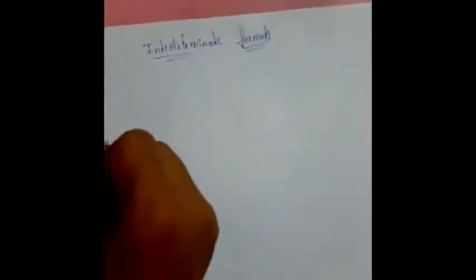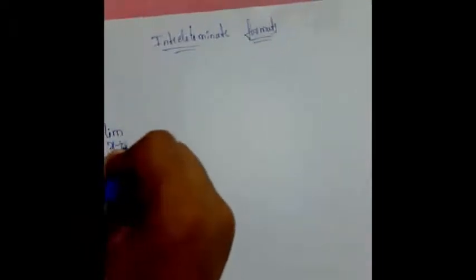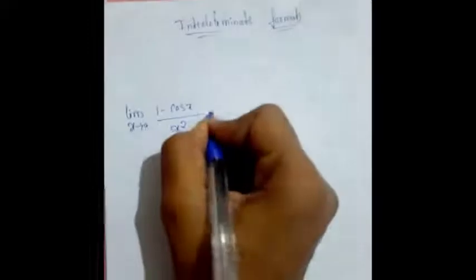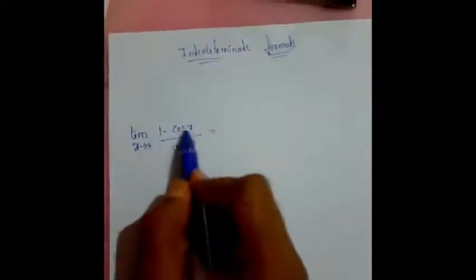So what does indeterminate form mean? See here, forget the LHL and RHL for now. If I give one example: limit x tending to 0 of (1 minus cos x) whole divided by x squared. The x is approaching 0, and the given function is this. We have to substitute the value 0 directly in this term.